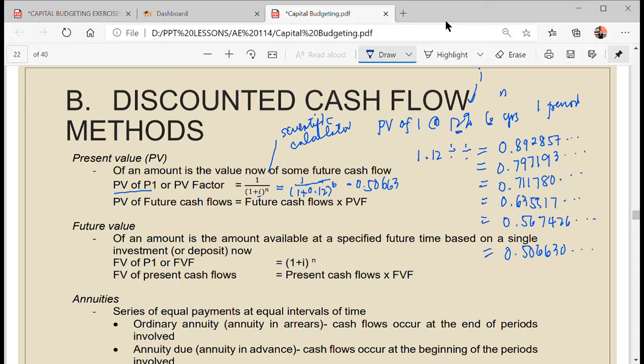So kung inig equals nimo og una, this is period 1. Inig another ni po nimong equals, that's period 2, period 3, period 4, period 5, period 6. So therefore, this is your present value of 1 for 6 periods gamit ang 12%. So ana siya sa ordinary nga calcu. Pero kung magamit mo scientific, makuha na ninyo na siya dayon.